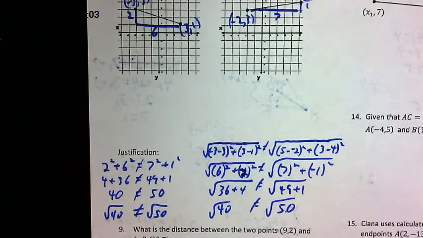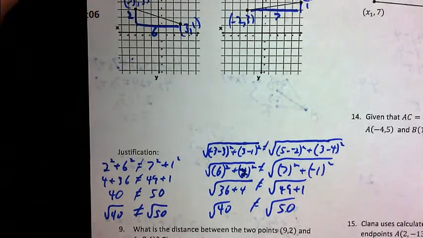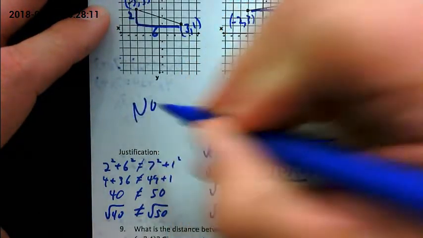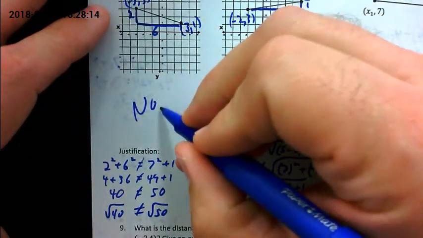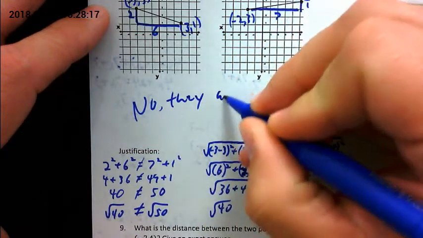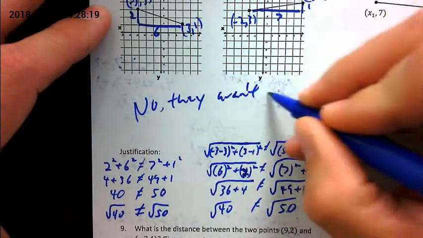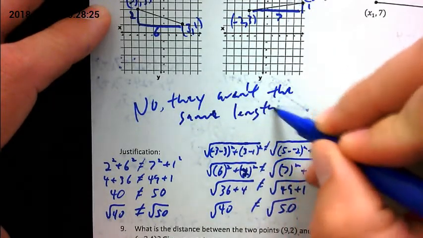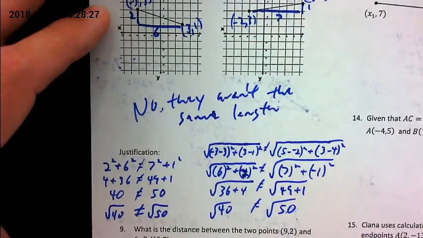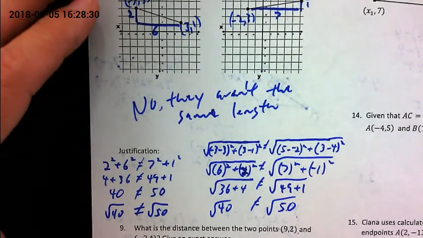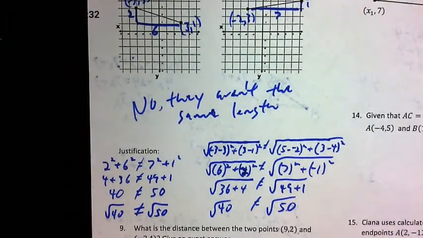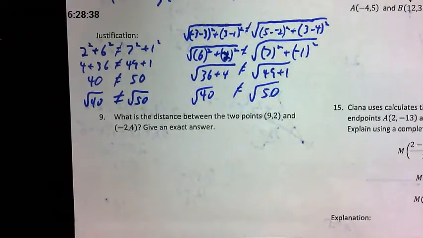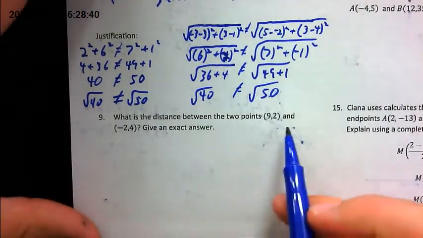So whether you do Pythagorean theorem or distance formula, it's the same outcome. They're not equal. So, are they congruent? No. Why? They're not the same length. What's your justification? Your work. All right. Any questions there? All right. Again, you don't actually have to get down to a final number to see that's not the same length. On number 9, what is the distance between the 2 points?